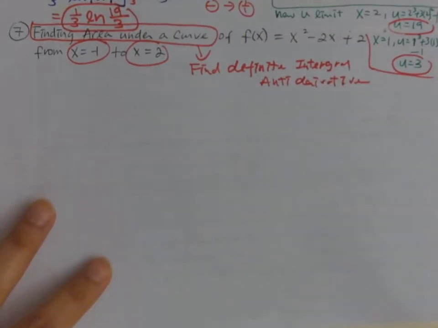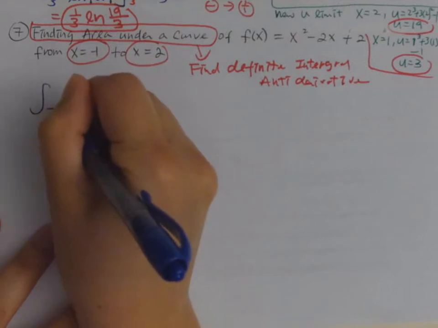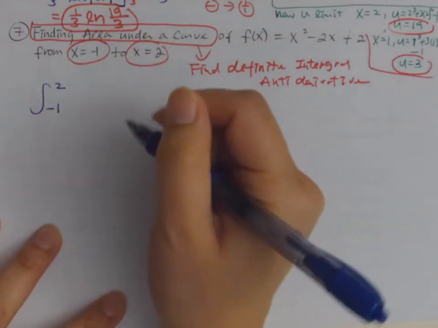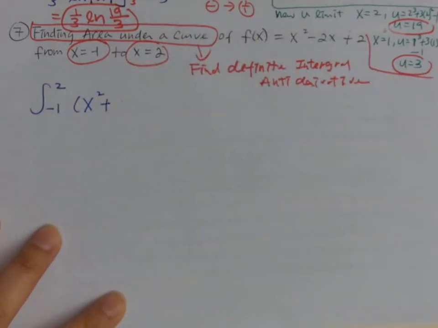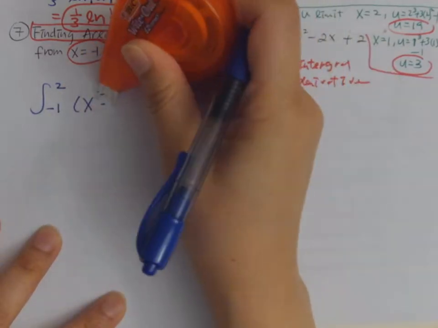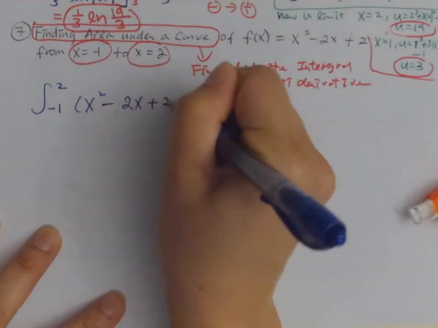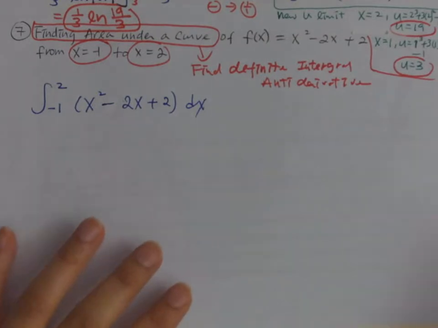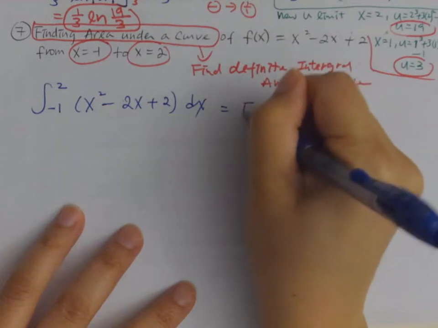Alright, so let's go ahead and do it. So the integral is from the lower limit of -1 to 2. This is x squared minus 2x plus 2 dx. Does it need substitution? Does it have a chain here? We don't, right? So that's awesome. So we can go ahead and take the integral.